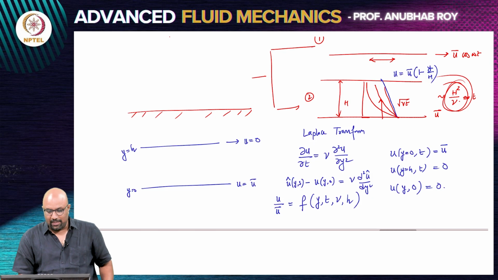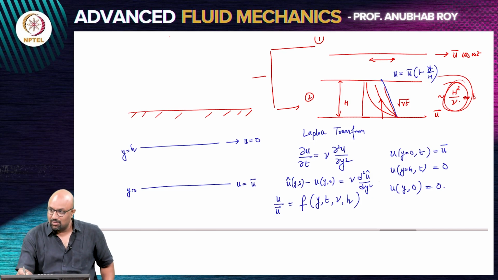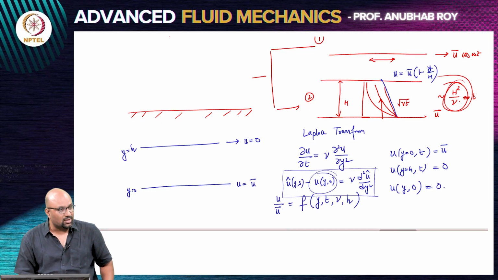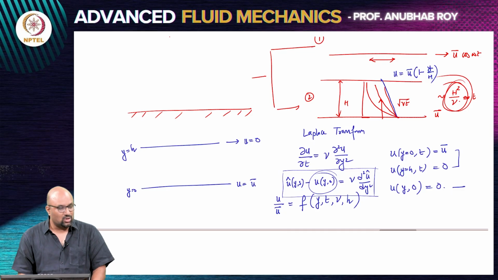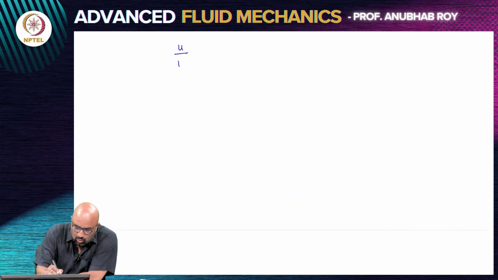So now it becomes a second order differential equation which you can solve. Your initial condition is known, and once you have solved the second order differential equation subject to the boundary conditions, you can then find the inverse transform. As I said, u by u bar from dimensional consideration is a function of y, t, nu and h.